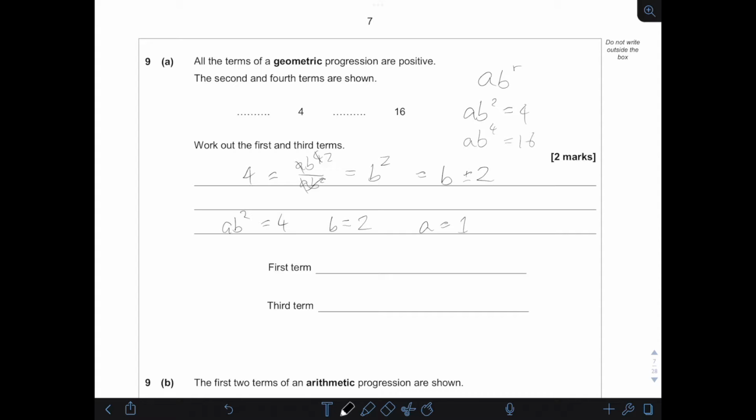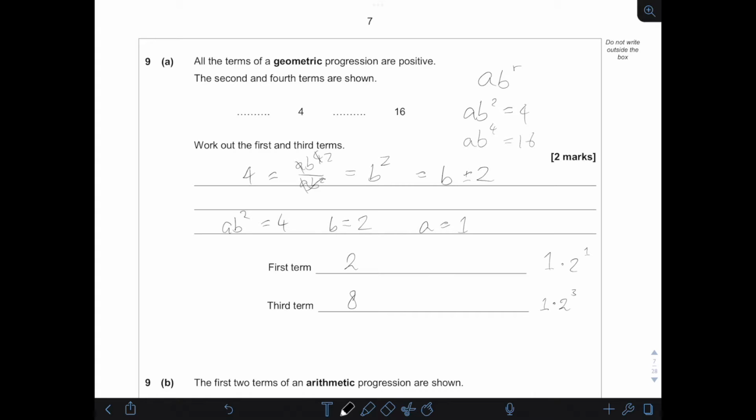So now we know what a is, we know what b is. We can now construct our geometric progression. First term would be 1 times 2 to the power 1, which is 2. And the fourth term is 1 times 2 to the power 3, which is 8.